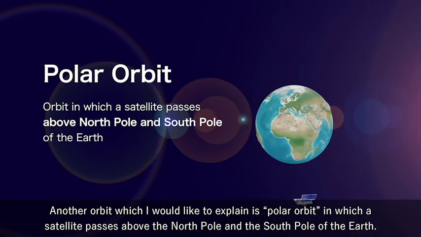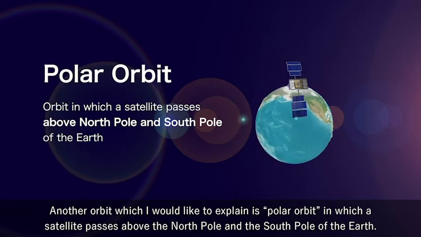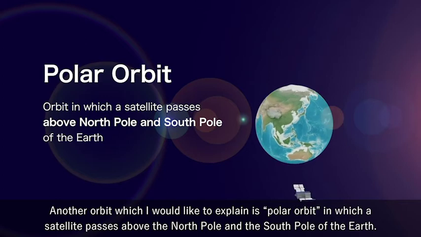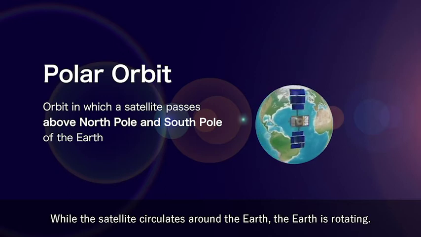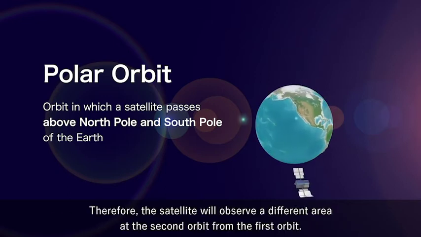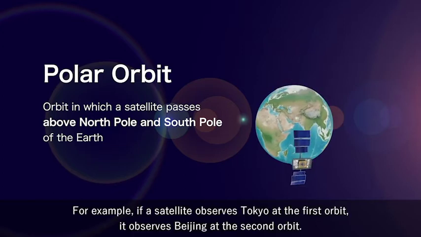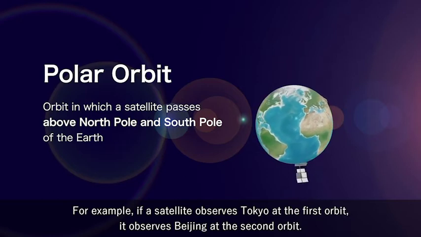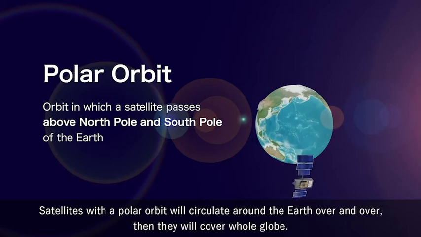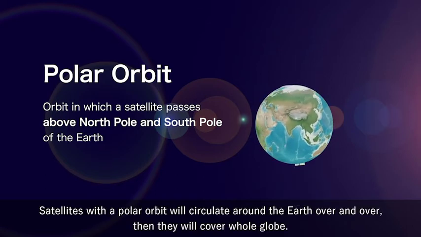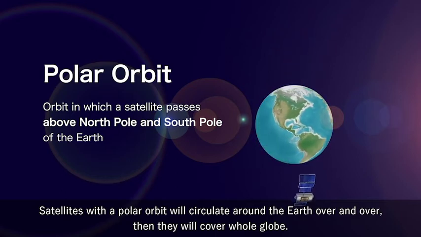Another orbit which I'd like to explain is polar orbit, in which a satellite passes above the North Pole and the South Pole of the Earth. While the satellite circulates around the Earth, the Earth is rotating. Therefore, the satellite will observe a different area at the second orbit from the first orbit. For example, if a satellite observes Tokyo at the first orbit, it observes Beijing at the second orbit. Satellites with a polar orbit will circulate around the Earth over and over. Then, they will cover a whole globe.